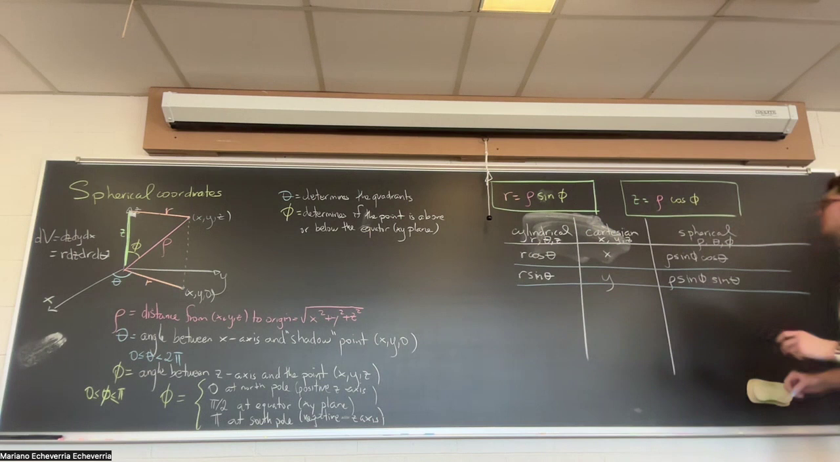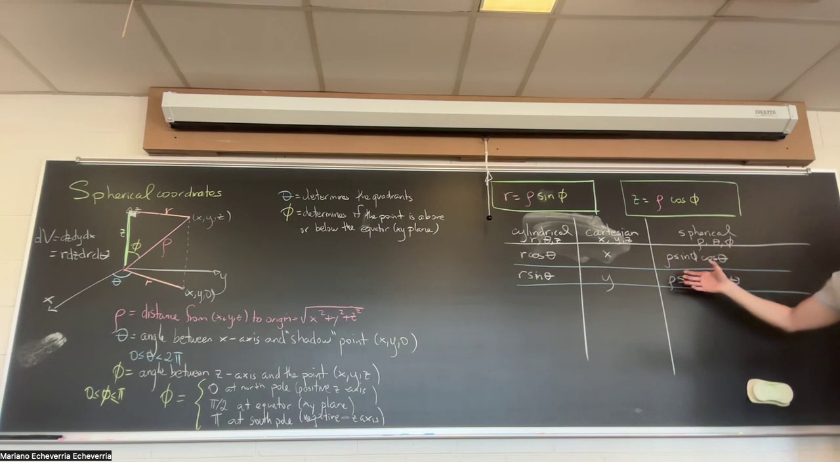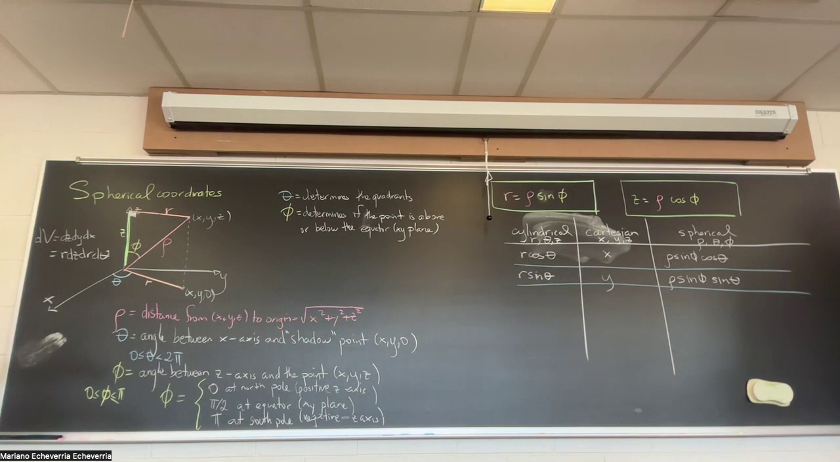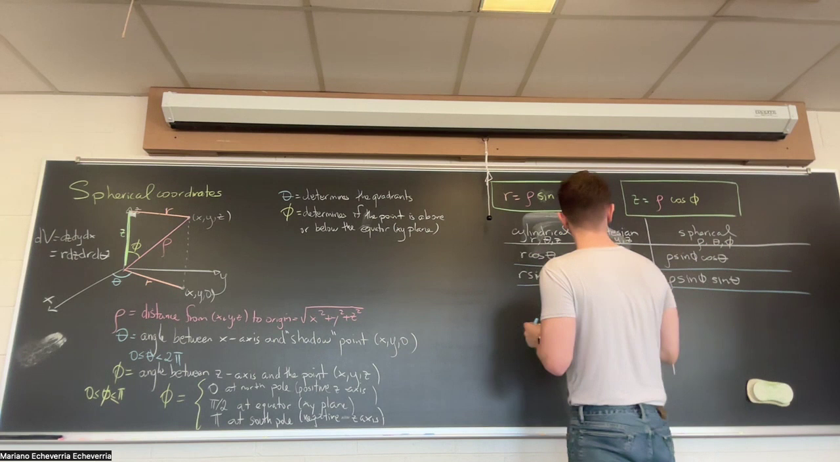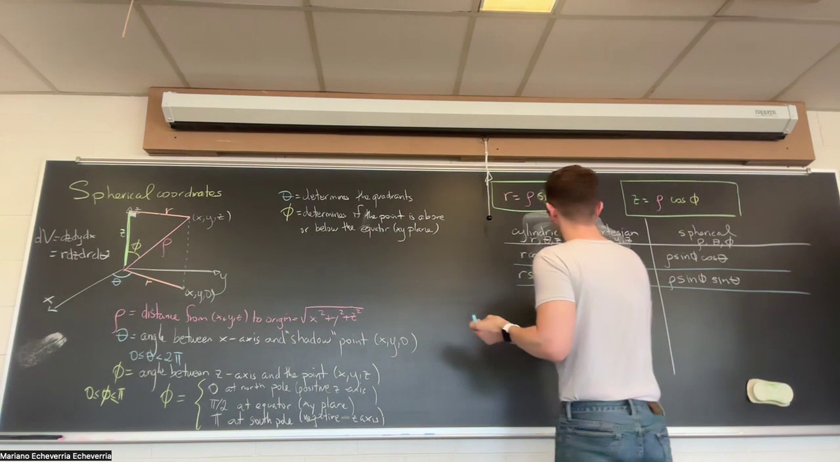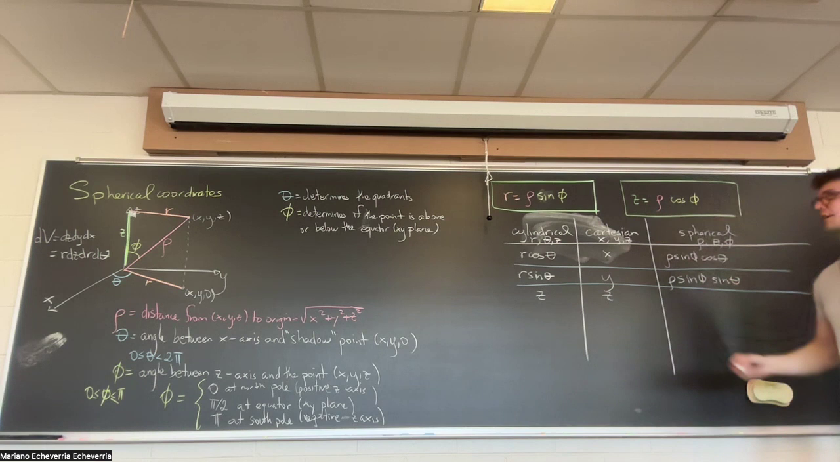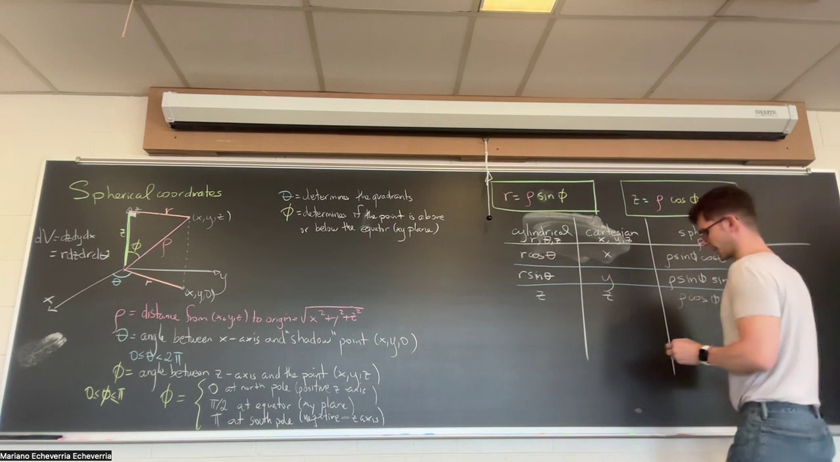So if you were trying to memorize this, the way you would memorize it is that in spherical, y is the one that has the two sines multiplied, and x is the one that has a sine and a cosine. That's kind of how it looks. And then what happens with the coordinate z? So z is just itself in cylindrical. There's nothing that you have to touch. And in spherical, it's precisely the other key formula that I wrote. So it's just rho cosine of phi. Is that making sense?